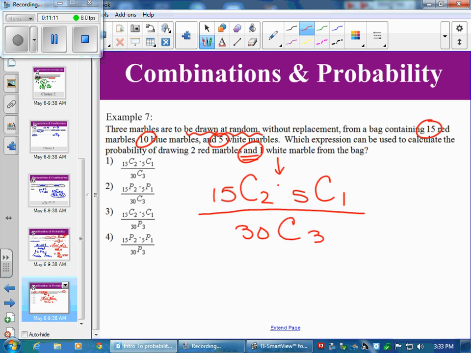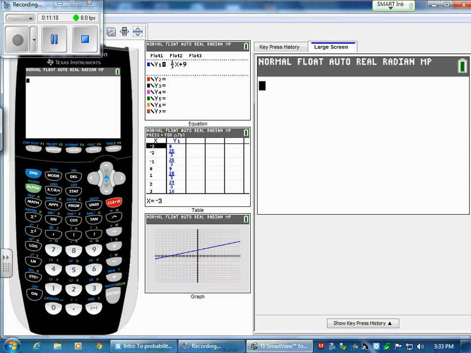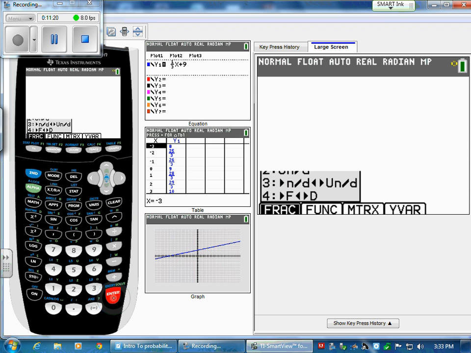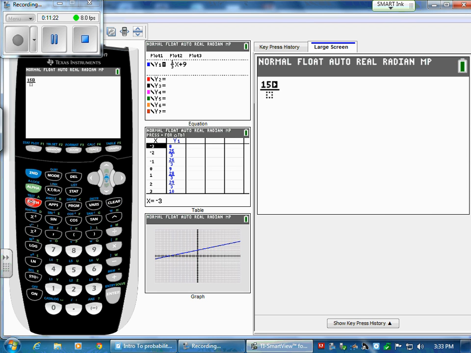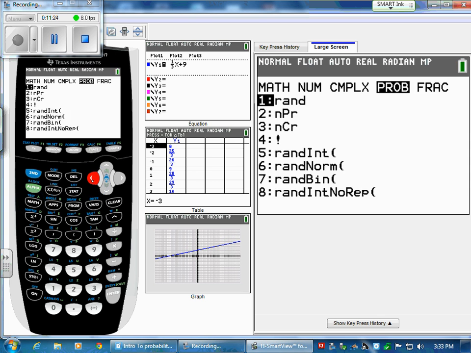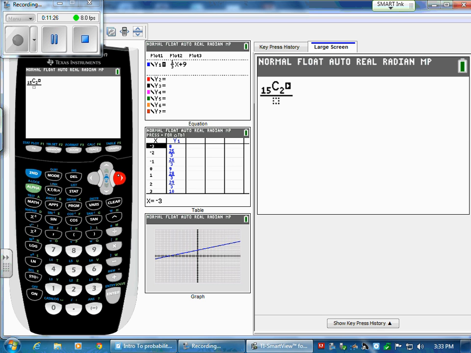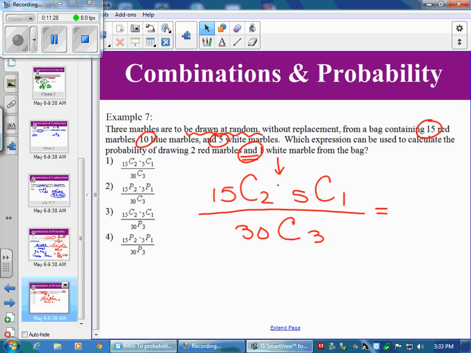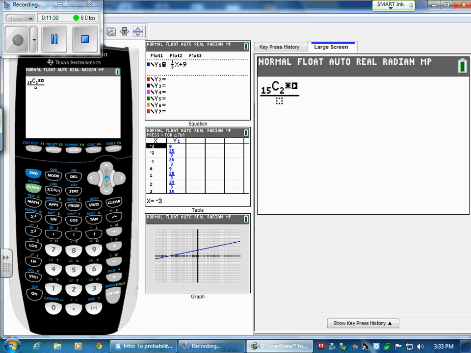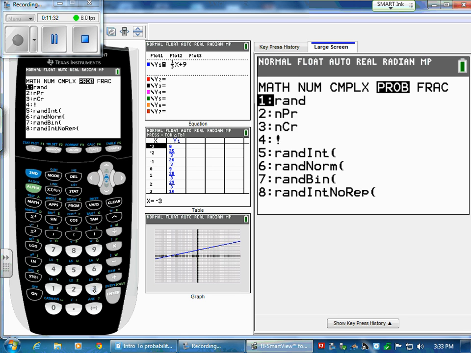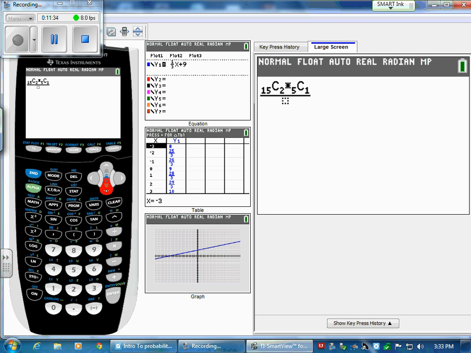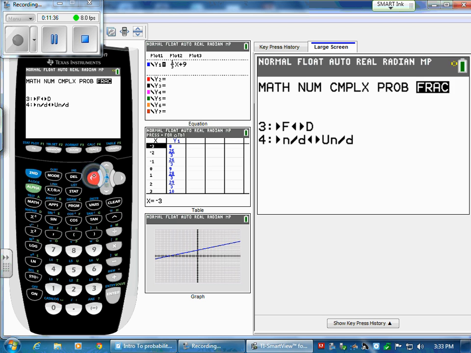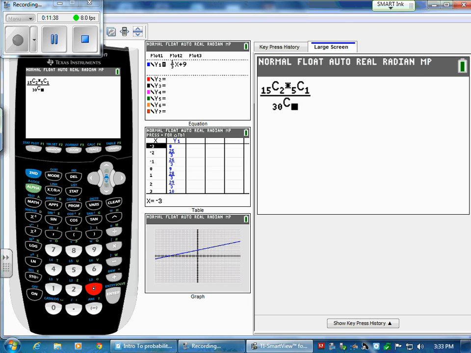So again, I can go to my calculator and open up a fraction button. I have 15 reds, and I want to choose 2 of them. Sorry, and I'm multiplying it by my 5 whites that I'm choosing 1 from, out of my total of 30 marbles, and I'm choosing a group of 3 of them. So in fraction form, I get 15 out of 116.